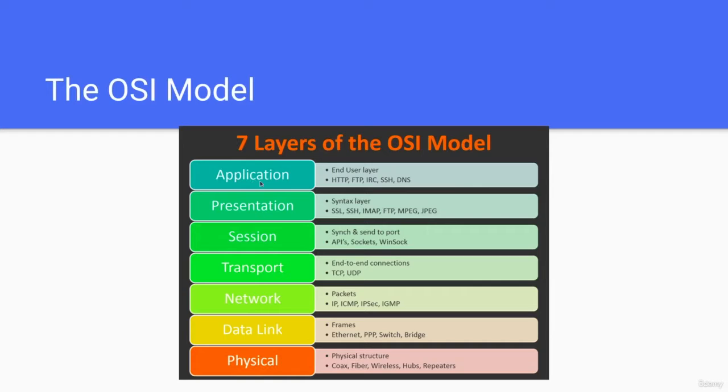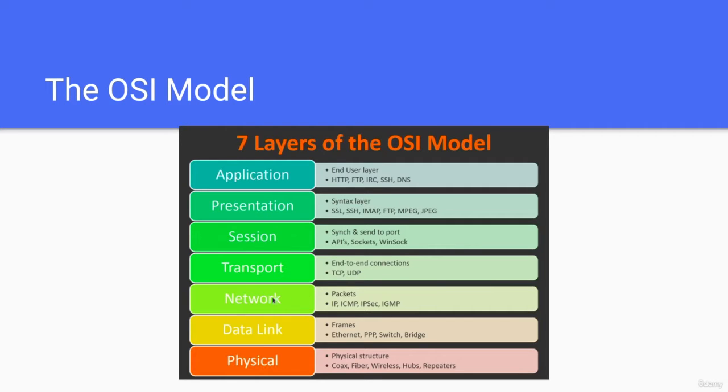We have the application layer, the end user layer: HTTP, FTP, IRC, SSH, DNS. We have the presentation layer, the syntax layer, which is SSL, SSH, IMAP, FTP, and you can see that FTP, for example, exists in both the presentation and the application layers. We have the session layer for sync and send to port, API, sockets, WinSock, and so on. The transport layer is responsible for TCP and UDP, which exist in the transport layer, end-to-end connections.